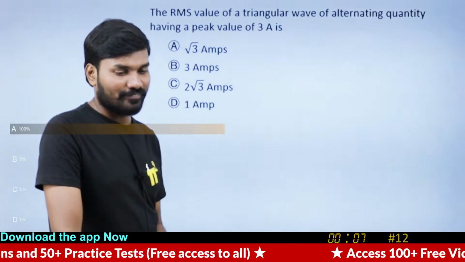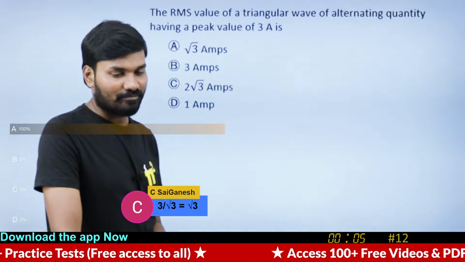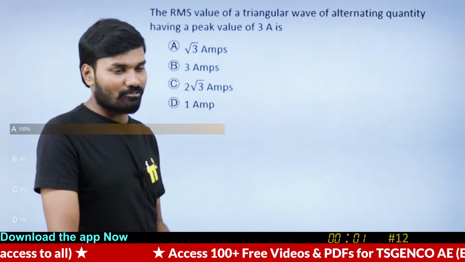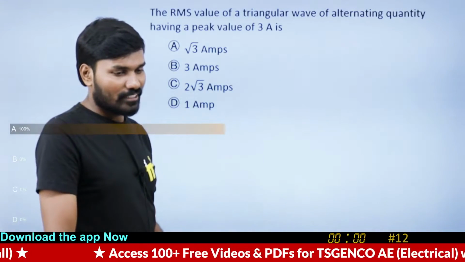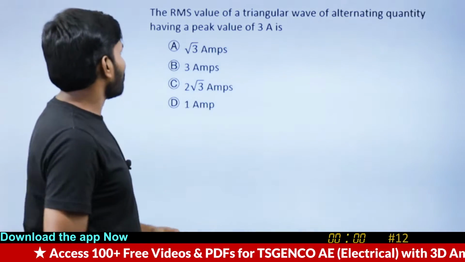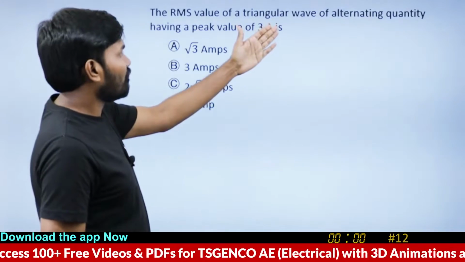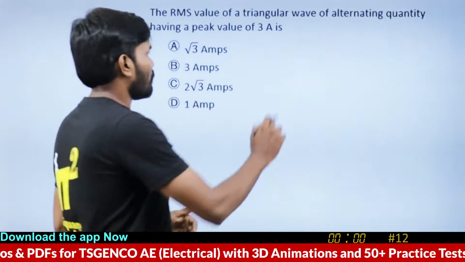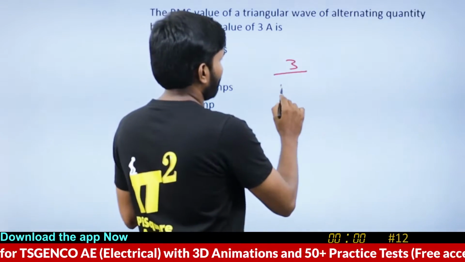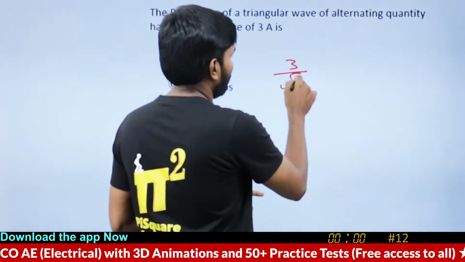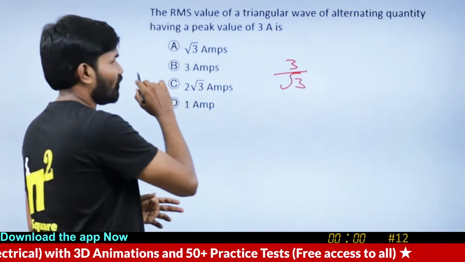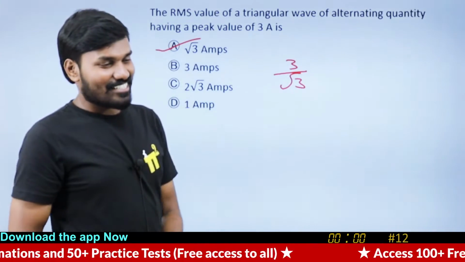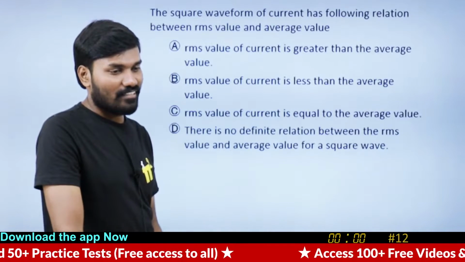Sai Ganesh. So simply we have seen in the previous formula, I think we should not waste much time on this. Why? Because we have already seen this. For a triangle wave, the relation between maximum and RMS is by root 3. So maximum is 3, and RMS value is maximum by root 3. No, just root 3. Answer is A. Next one.